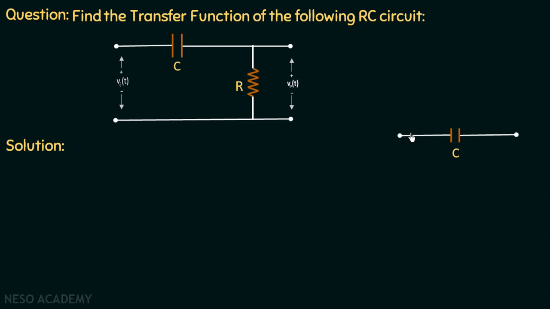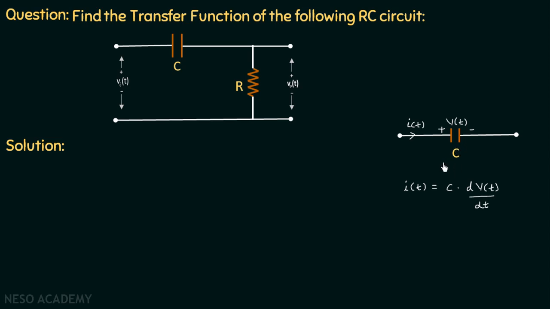If i(t) is the current through this capacitor and v(t) is the voltage developed across it, if we apply Ohm's law, we can write i(t) is equal to C multiplied by dv(t)/dt. This is the Ohm's law for a capacitor, where i(t) is the current through this capacitor, C is the capacitance of this capacitor, and v(t) is the voltage developed across this capacitor.